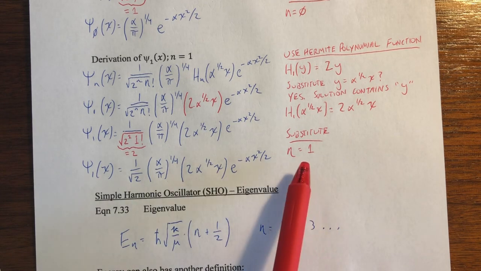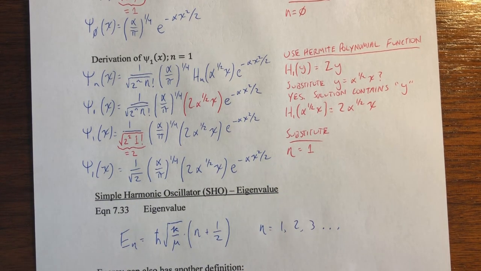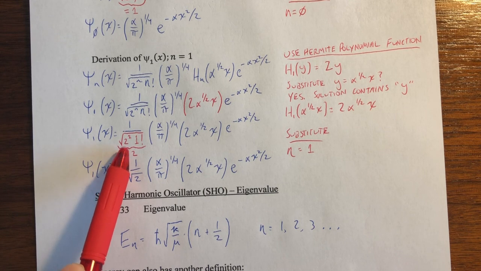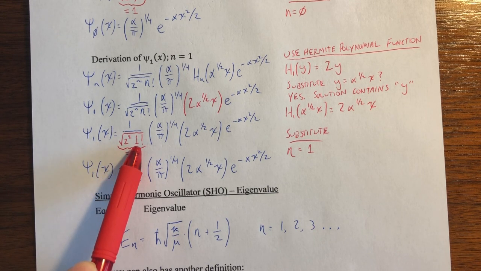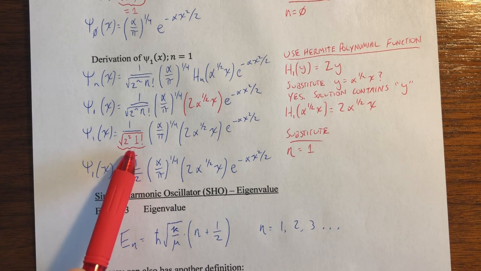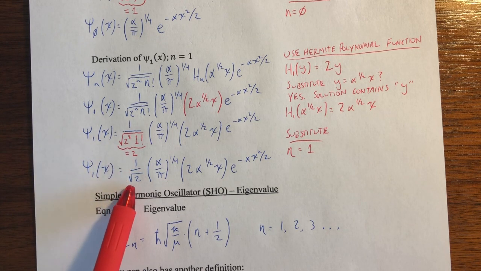Our next step is to substitute n is equal to 1. When we make that substitution, we have our coefficient is 1 divided by the square root of 2 raised to 1 times 1 factorial. And so this whole denominator, inside the square root, is going to be equal to 2. And so our whole coefficient simplifies down to 1 divided by root 2.